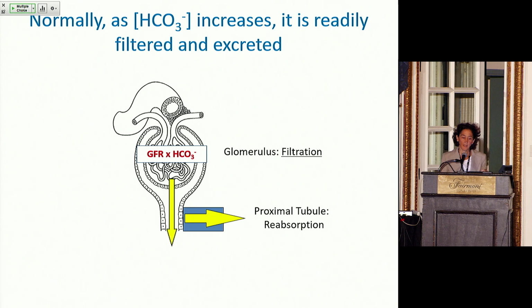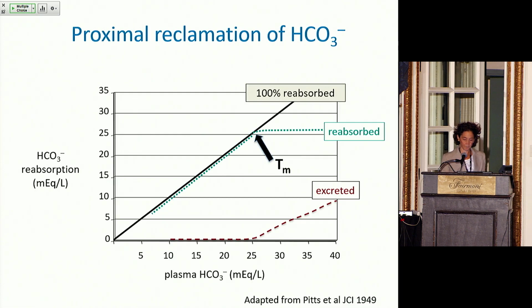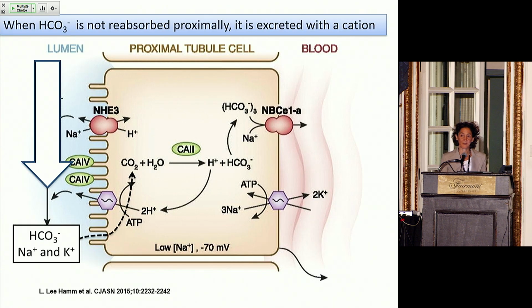All right, now remember that normally, and I showed you a picture of the proximal tubule earlier, when the bicarbonate goes over a threshold, then it can simply be excreted. So normally bicarbonate, as it increases, is readily filtered and goes out. So this would be the idea that proximal reclamation is equivalent until you get to about 24, and then you end up excreting bicarbonate. Now, when bicarbonate goes out in the urine, it doesn't go out alone. It goes out with a cation, and that cation would be sodium or potassium.